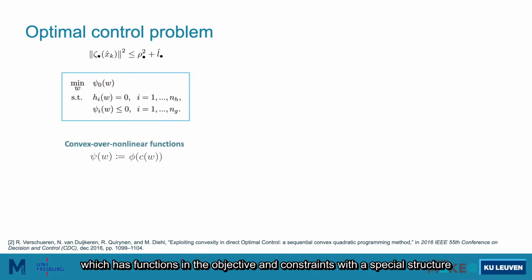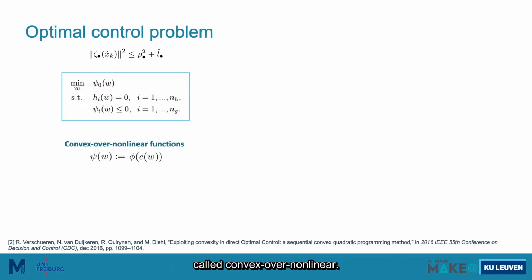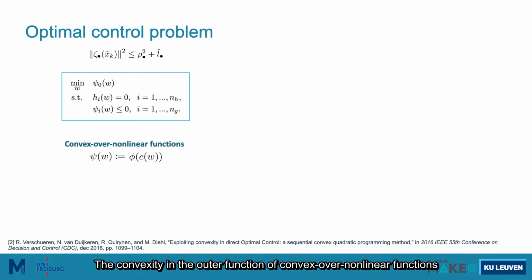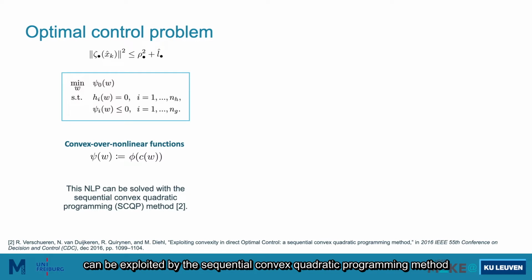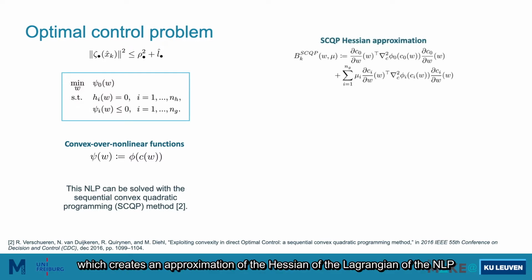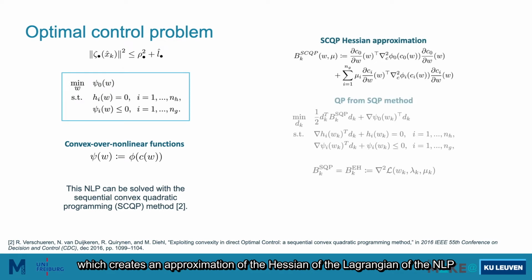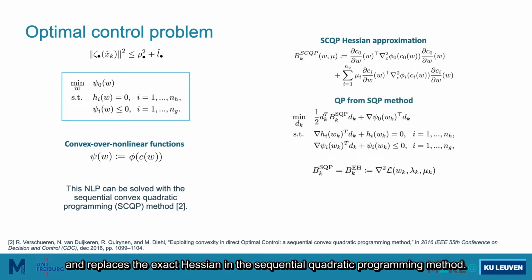with a special structure called convex-over-nonlinear. The convexity in the outer function of convex-over-nonlinear functions can be exploited by the sequential convex quadratic programming method, which creates an approximation of the Hessian of the Lagrangian of the NLP and replaces the exact Hessian in the sequential quadratic programming method.